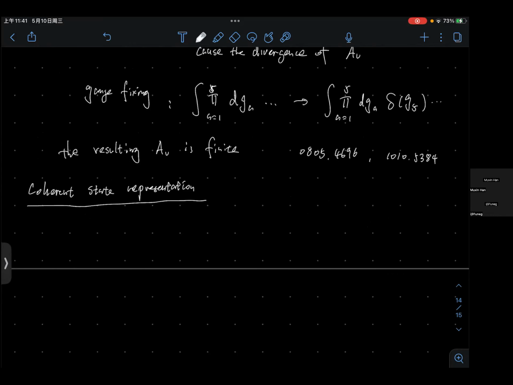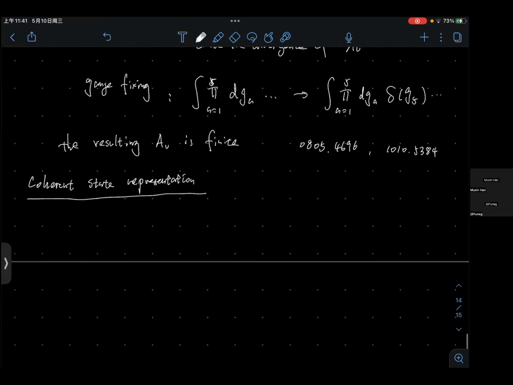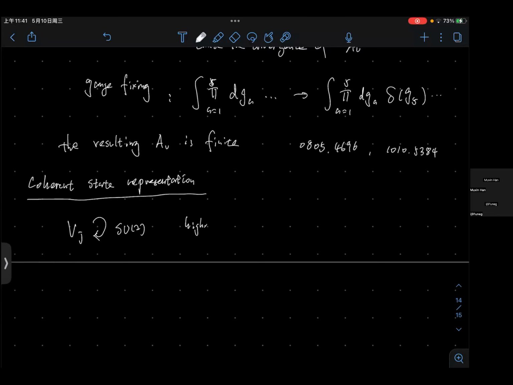Okay, so now what is a coherent state? Let's look at an SU2 irreducible representation, which is of course acted on by the SU2 group. You can look at the highest weight vector. Here I'm going to define the coherent state in the SU2 representation. The highest weight state is just |J, J>, where the magnetic quantum number is J. It really means the highest weight vector in this representation space.